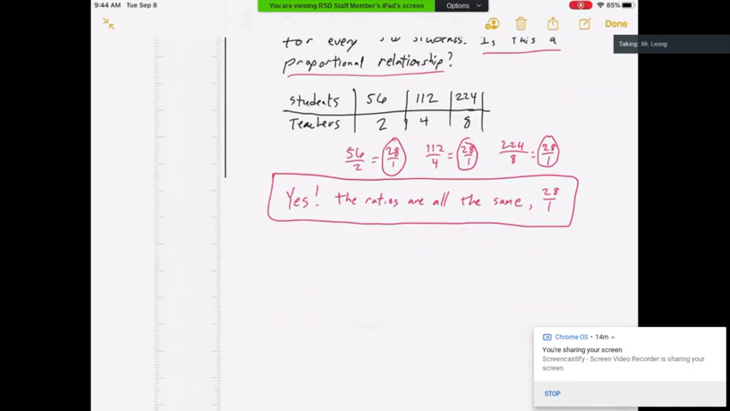My ruler. Okay, here we go. Oops, I missed a little bit. It's okay.